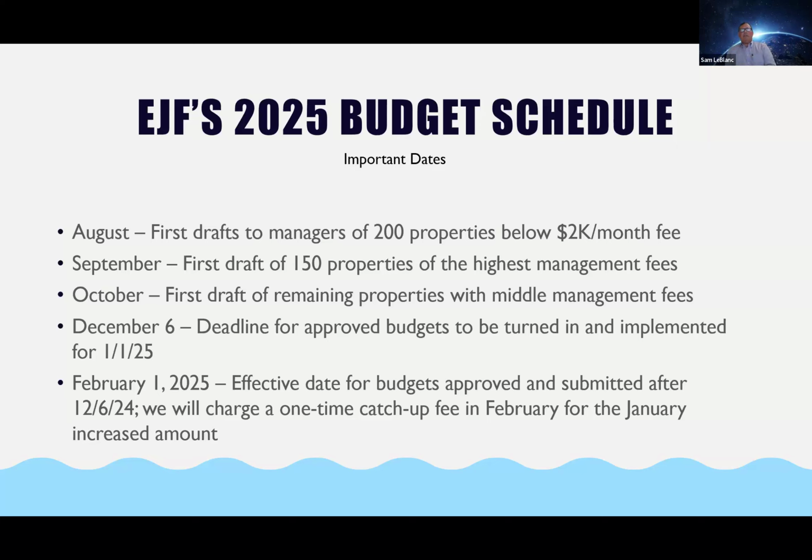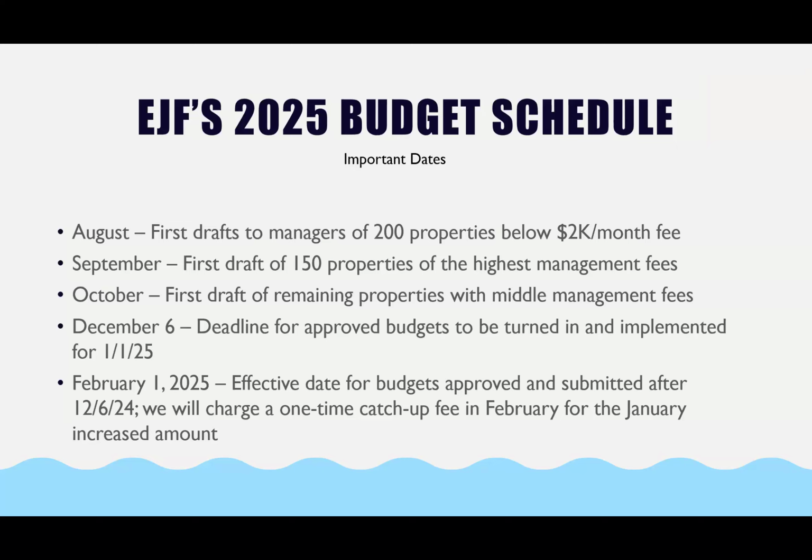For example, for the August ones, we've already rolled out 200 of the 225 that we're going to do. So today is August 15th. So we have about 10% left to do in August. And then we're already starting on the September budgets as well. So we're trying to be effective and get them out as early as possible.